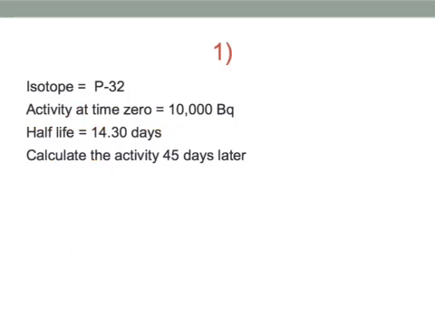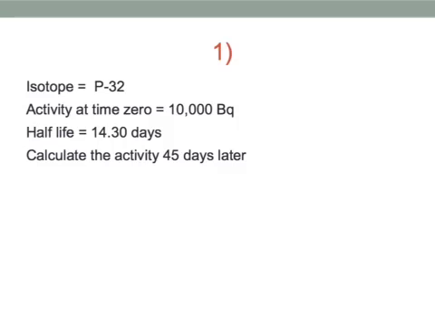Okay, question 1. About activity. Given an isotope of phosphorus, phosphorus 32, and we're told that the activity at time 0 is 10,000 becquerel, and the half-life of this particular isotope, phosphorus 32, is 14.3 days. We're asked to calculate the activity 45 days later.